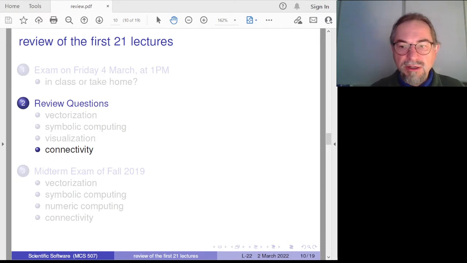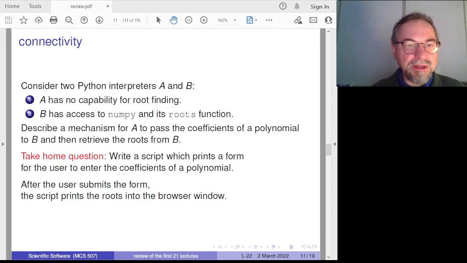Okay, so then the fourth topic that we have discussed is how do programs communicate with each other. So here is a simple situation where we actually first introduced this with root finding. And I think I might have assigned this as a homework. I forgot. But suppose that you have two Python interpreters.